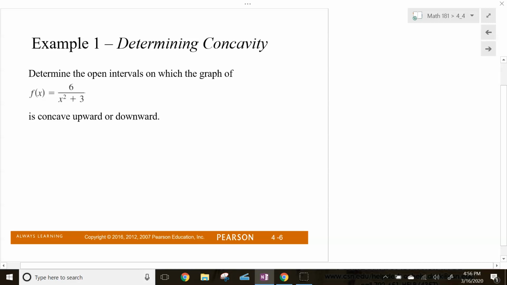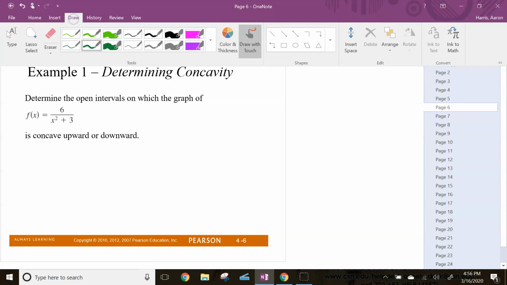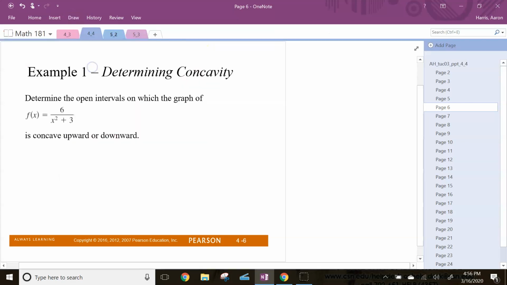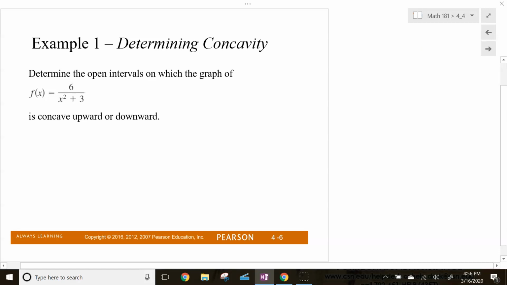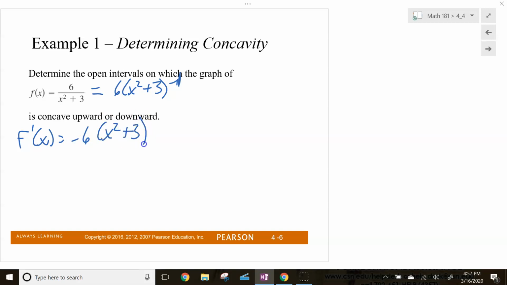All right, let's determine the open intervals on which the graph of 6 over x squared plus 3 is, I love my blue. I got to go back to my blue here. Is concave up or down. I'm going to think about this as 6 times x squared plus 3 to the -1. All right, so our first derivative, we got -6 times x squared plus 3, now it's to the -2, chain rule 2x, so -12x over x squared plus 3 quantity squared.